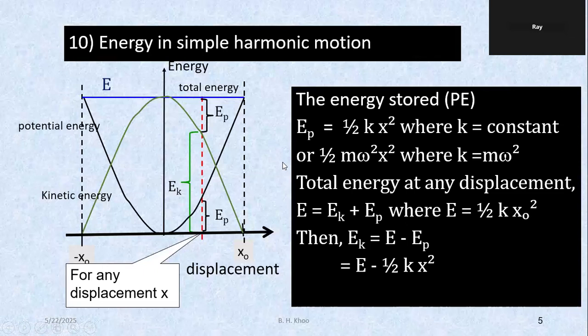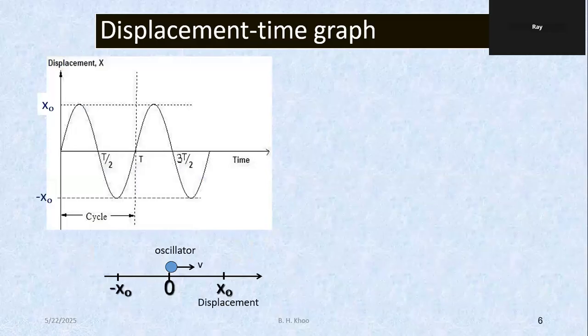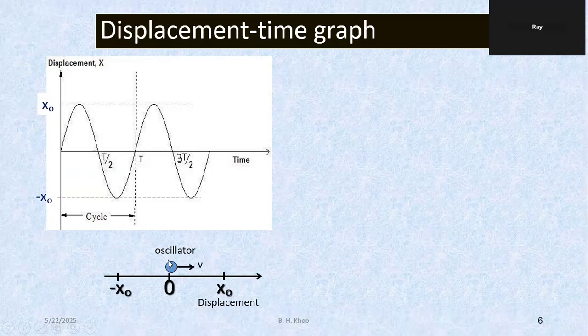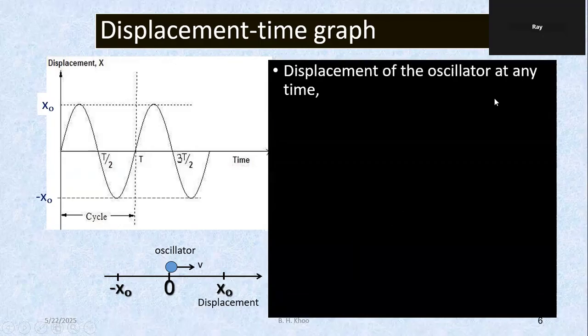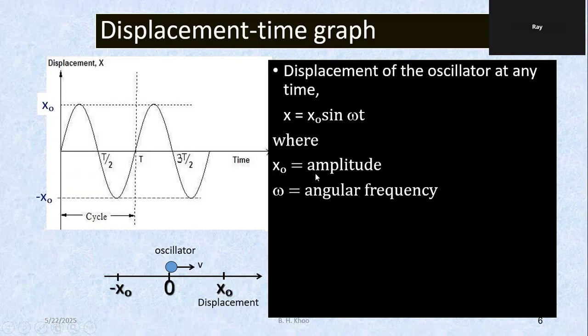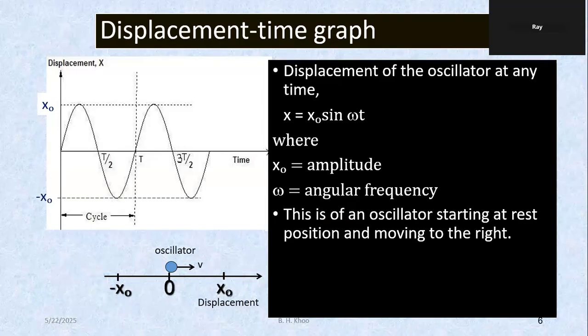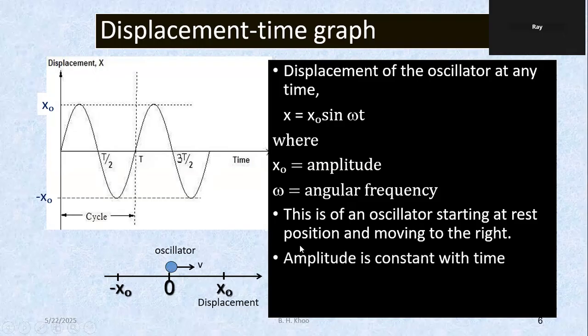Okay, no comment. That is for displacement. Kinetic energy with displacement, potential energy with displacement, total energy with displacement. Whereas for the displacement-time graph, remember it's a sine graph. The particle starts from the rest position. This is the displacement-time graph. The equation is x equals x naught sine omega t, where x naught is the amplitude and omega is the angular frequency. This oscillator starts from the rest position, and the amplitude is constant. For simple harmonic motion, amplitude is constant.